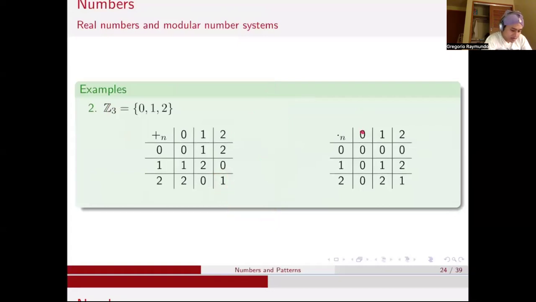So dito naman, 0 times 0, 0. 0 times 1, 0. 0 times 2, 0. 1 times 0, 0. 1 times 1, 1. 1 times 2, 2. 2 times 0, 0. 2 times 1, 2. 2 times 2, 4. Saan ang 4? 4. 0, 1, 2, 3, 4, 1.